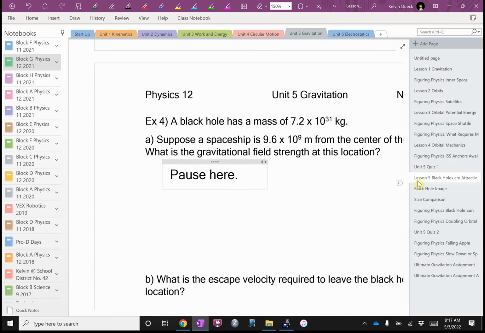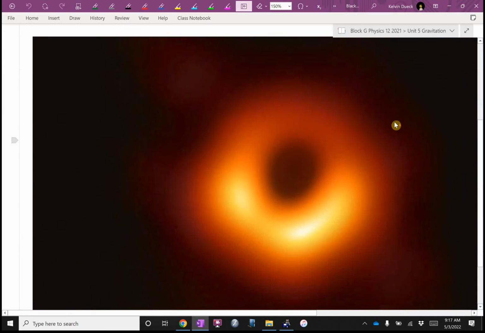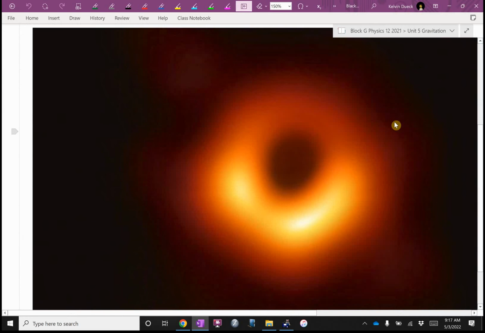You might recall a few years ago, scientists released the first ever image of a black hole. We had finally imaged one, and this was the image right here. Remember seeing that a few years ago? What are you seeing? What you're seeing is actually way cooler than you realize.